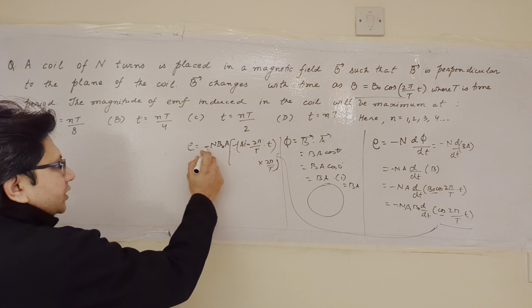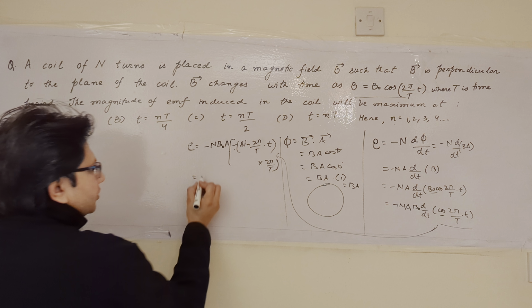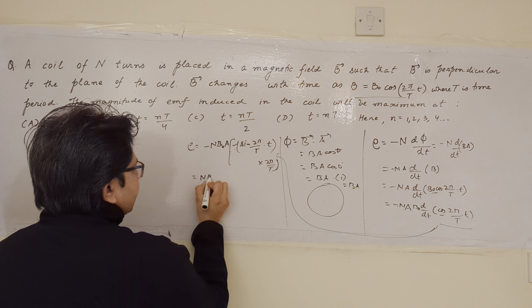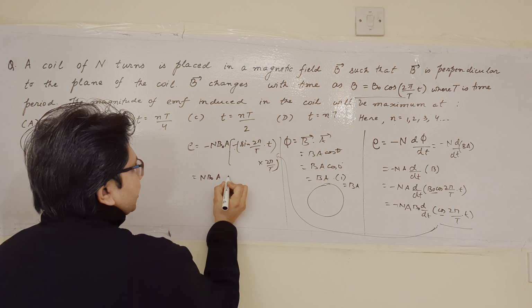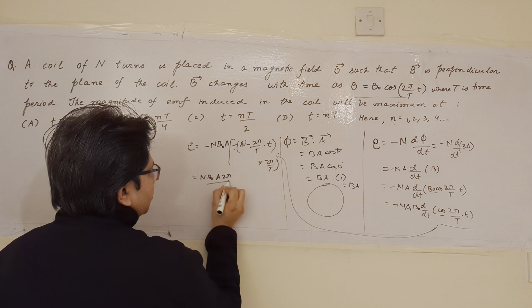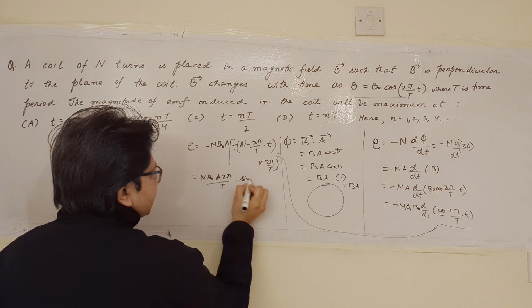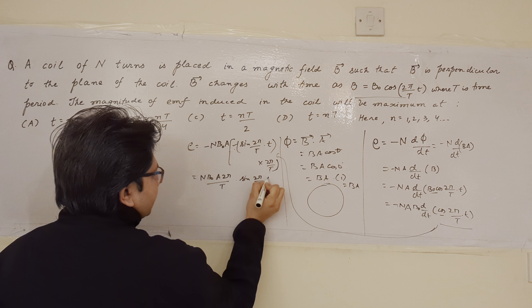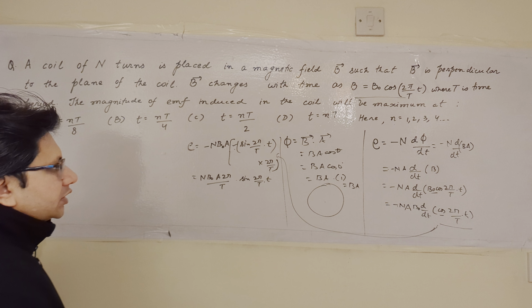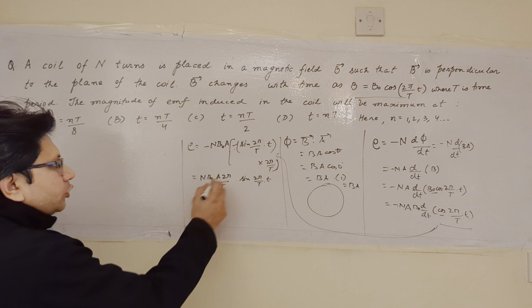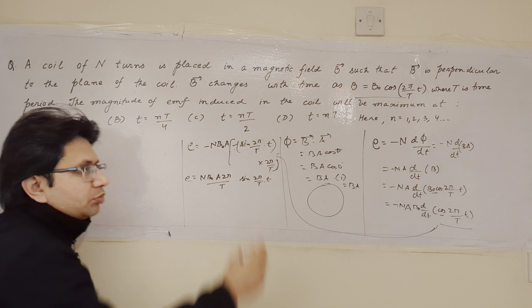Now this minus and this minus, they cancel out each other. So we get this expression as n B naught A multiplied by 2 pi by capital T, and then sine 2 pi by capital T into small t. We get this expression as this.